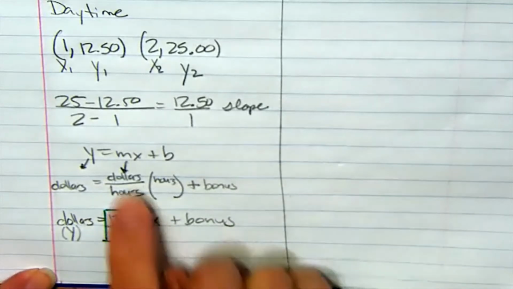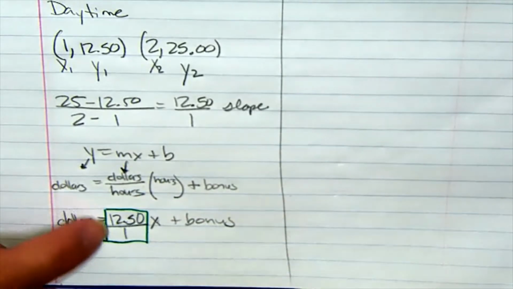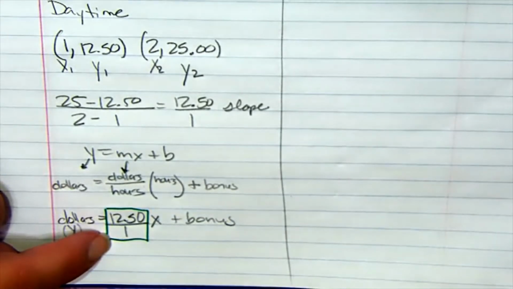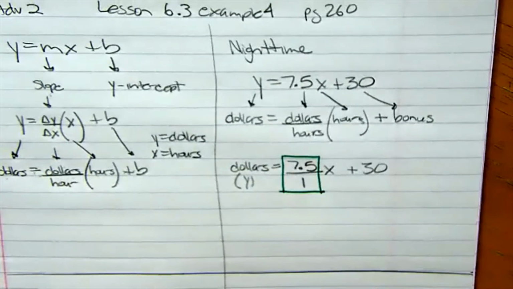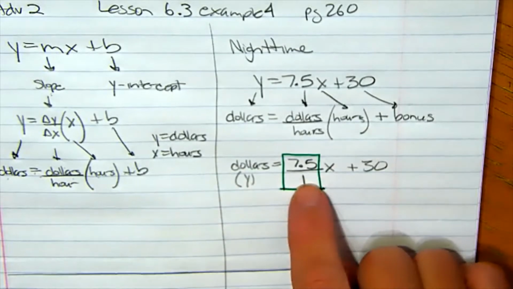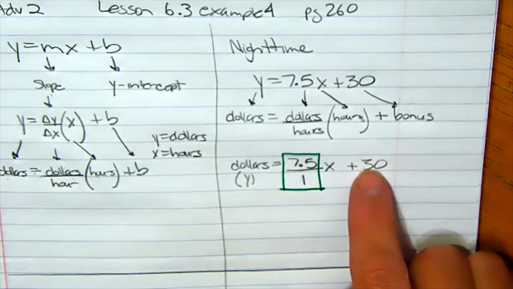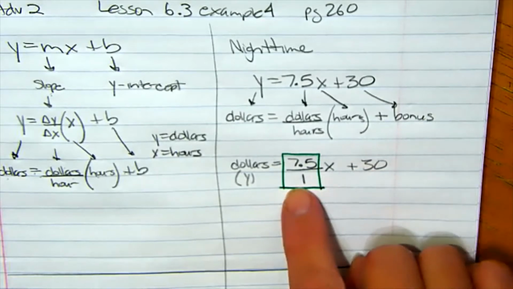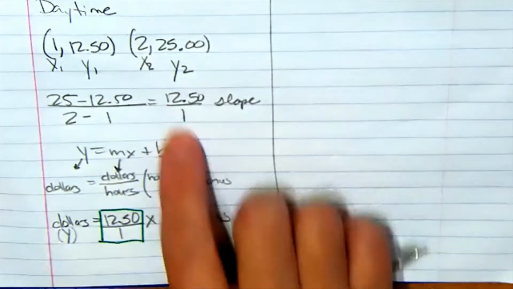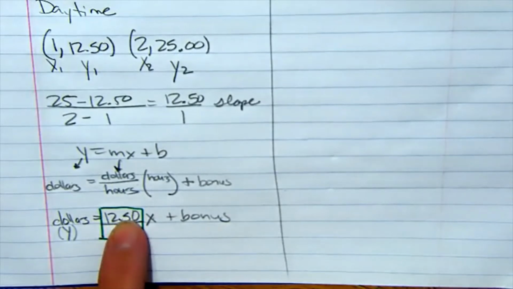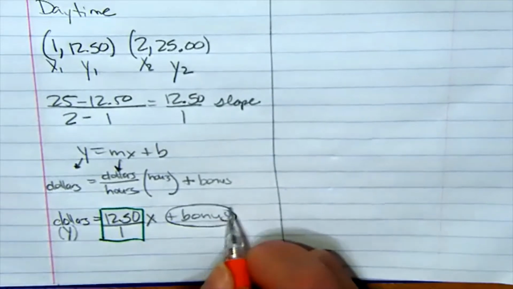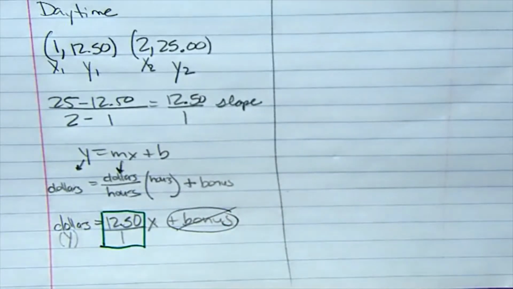So this is telling me my slope, $12.50 per hour. So the daytime people are making $12.50 per hour. The nighttime people are making $7.50 per hour. But they get this $30 bonus. So they make less per hour, but they get this $30 bonus. The daytime guys are making $12.50 per hour, but there is no bonus for them. They don't get a bonus.